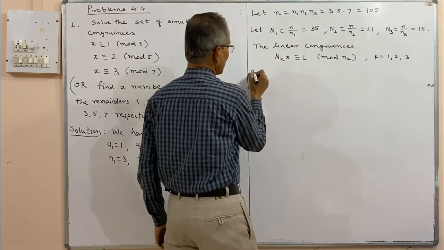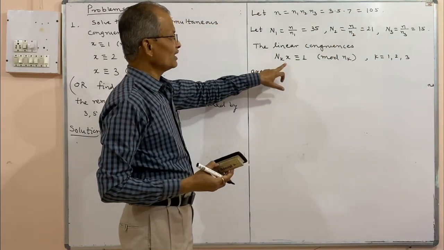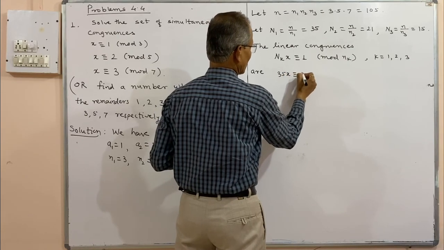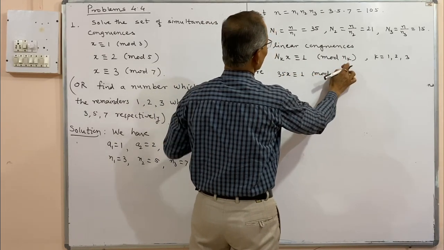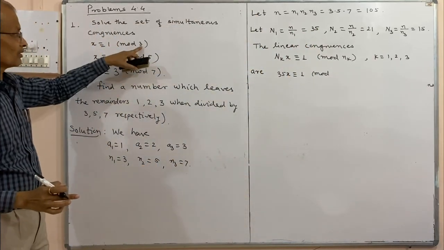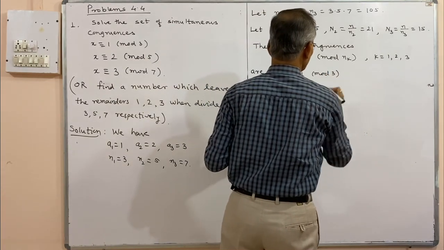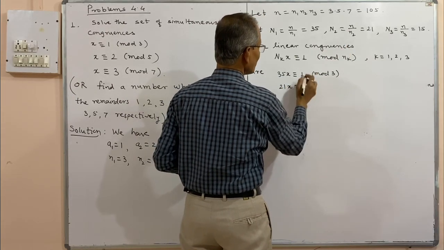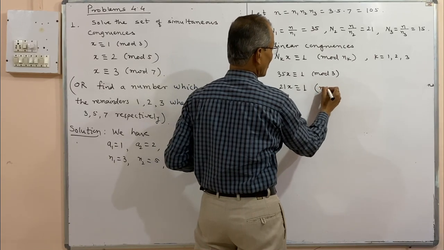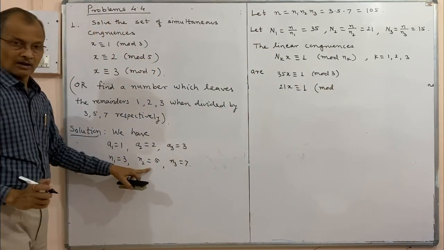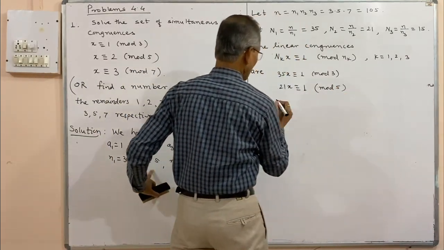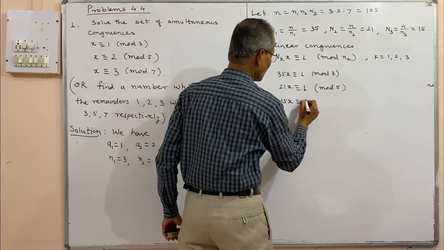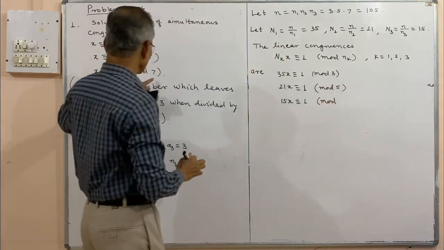Now see, for k equal to 1, capital N1 is 35, so 35x congruent to 1 modulo small n1, which is 3, mod 3. Second, N2 is 21, so 21x congruent to 1, the right side number is fixed, and mod n2, n2 is 5. And last is N3, N3 is 15, so 15x congruent to 1 modulo n3, and n3 is 7.